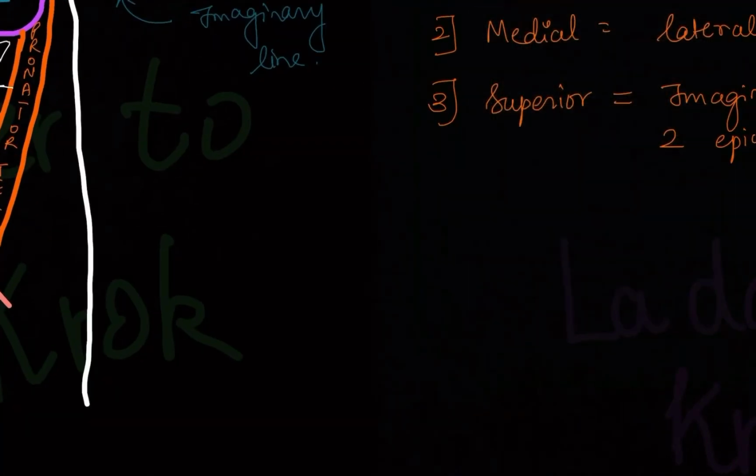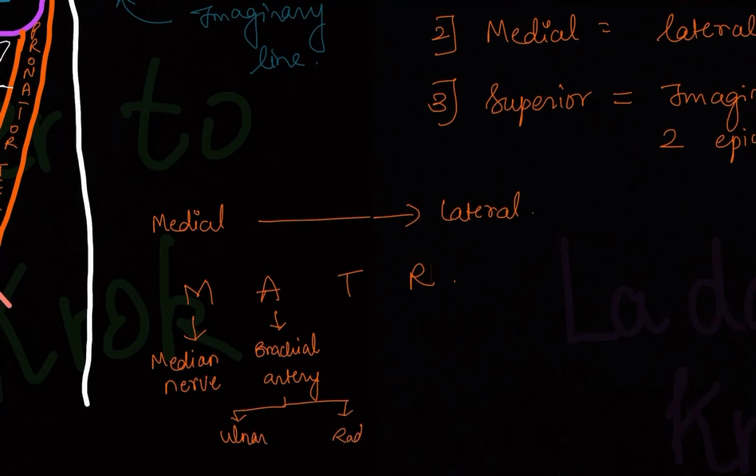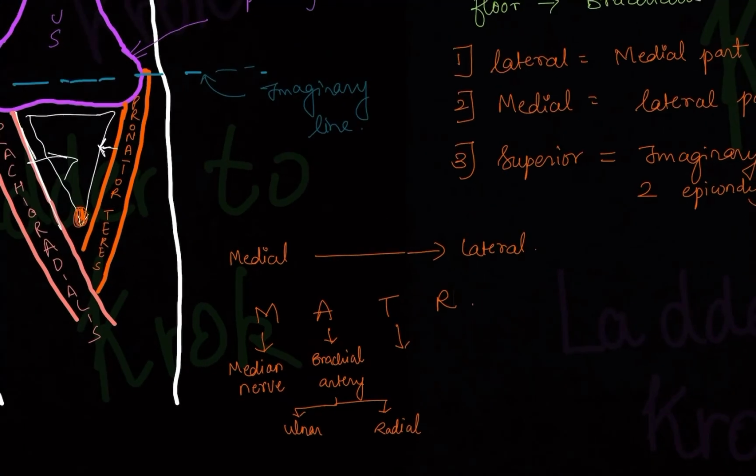So let's name them, starting from the medial to the lateral end. So medial to lateral, okay? You have to remember the mnemonic MATRA. What you can remember? MATRA. So here M stands for median nerve. Fine. A stands for brachial artery. Ulnar and radial. Brachial artery divides into ulnar and radial artery in the cubital fossa at the very apex, means over here, okay? At this point, the brachial artery will divide into radial and ulnar artery.